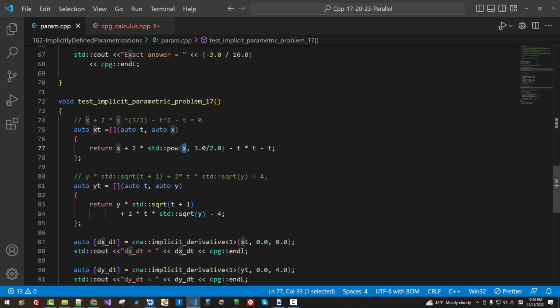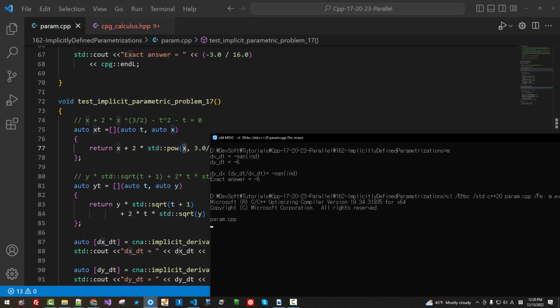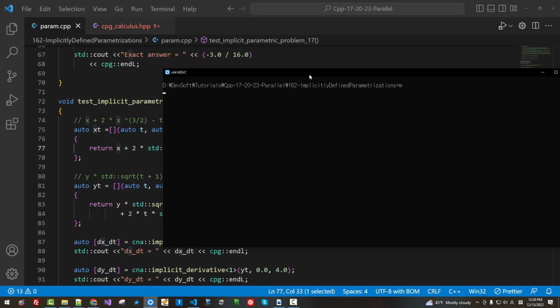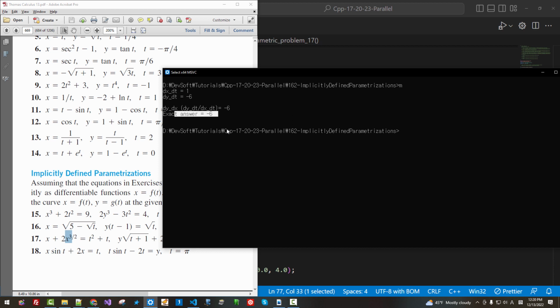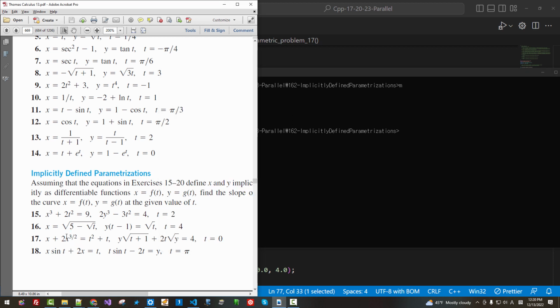With this, we can rebuild. Wow! dx dt is 1, dy dt is negative 6. This is our numerical computation. This is the exact answer in this book. This way, we can solve such a nasty problem.